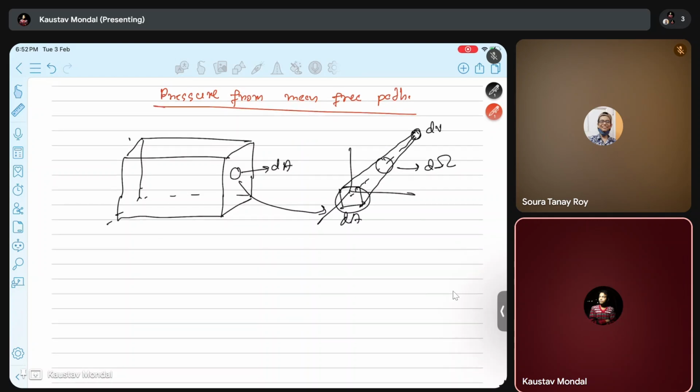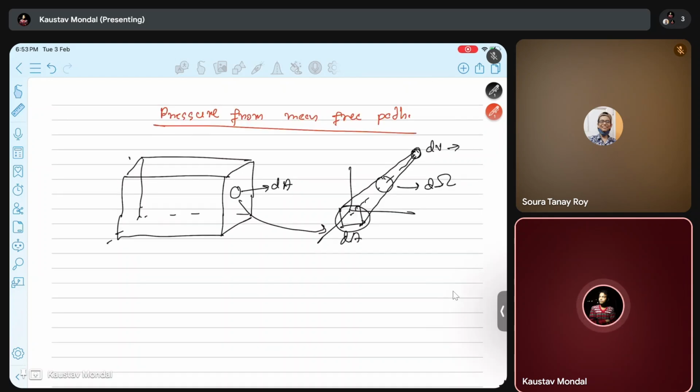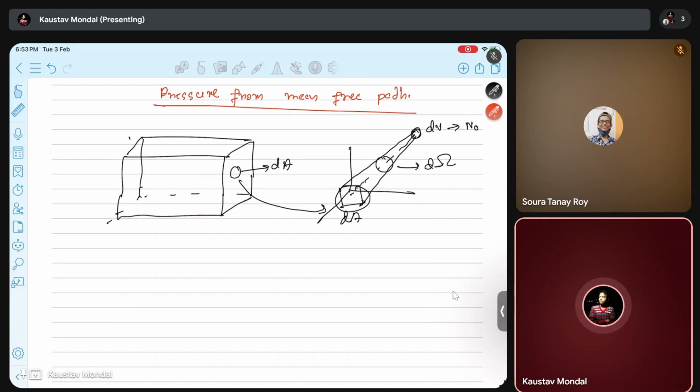So this dV element contains some gas molecules n, right? Let's suppose the number of gas particles is n naught. So what will be the amount of n naught gas particles that can travel towards dA after the distance r?